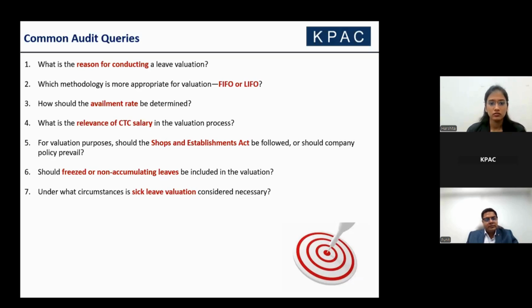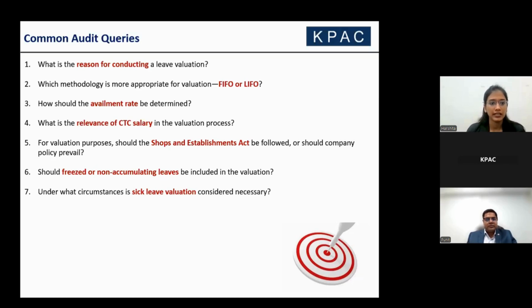Moving on to the next question. For valuation purposes, should the Shops and Establishments Act be followed or should company policy prevail? This is a very common question. So generally the company's internal policy governs the actual benefit provided, but it must of course be compliant with minimum statutory requirements like the Shops and Establishments Act. The valuation reflects what the company is obligated to pay or provide as per its policy within the legal frame.